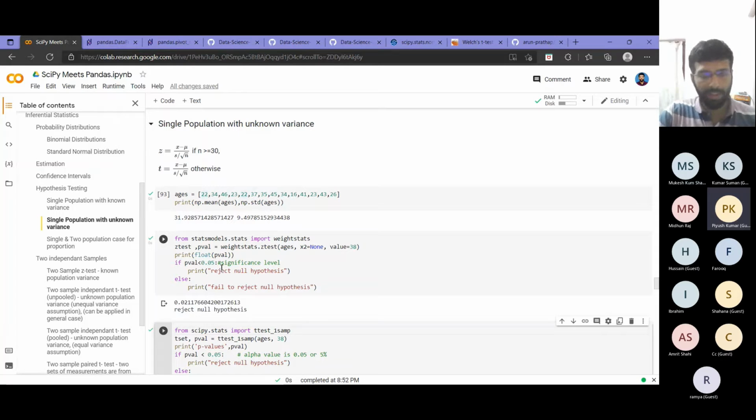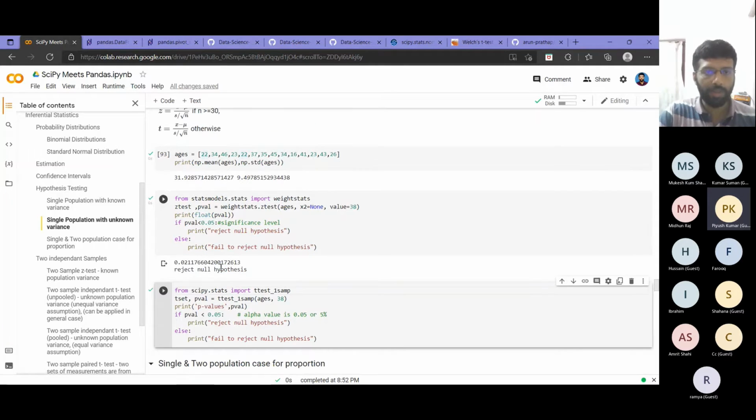And if you are not given anything, then you can assume that it is 5%. So the same case we will do with the one sample t-test, and we will assume that the population is not normal and the population variance is not known.